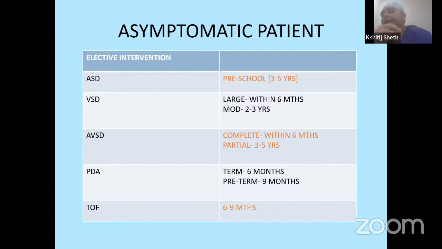Tetralogy of Fallot, asymptomatic or saturation more than 85, ideally operate between 6 to 9 months. If you get a symptom prior to that, you require earlier intervention. It could be in the form of two-stage surgery like a BT shunt or a PTA stenting followed by corrective surgery. But if asymptomatic, get them operated by 6 to 9 months of age.